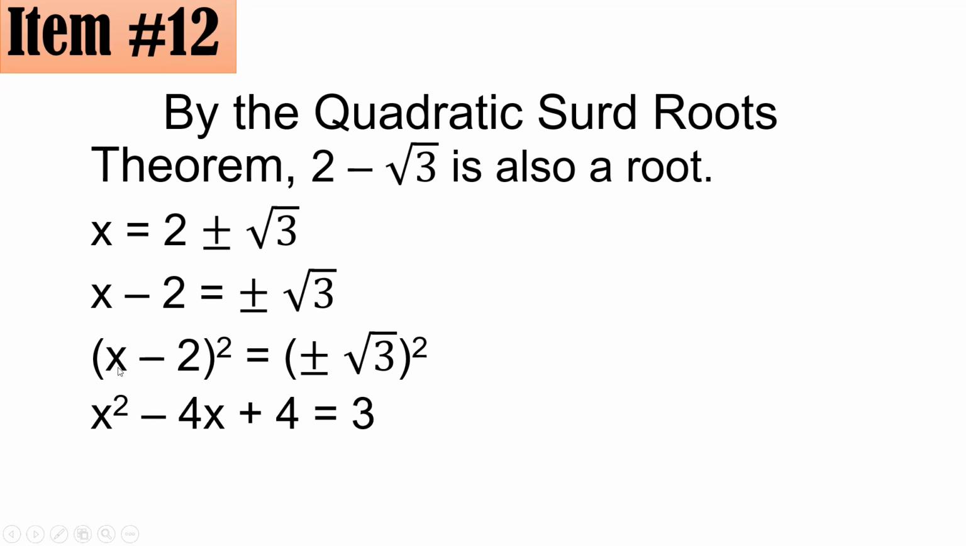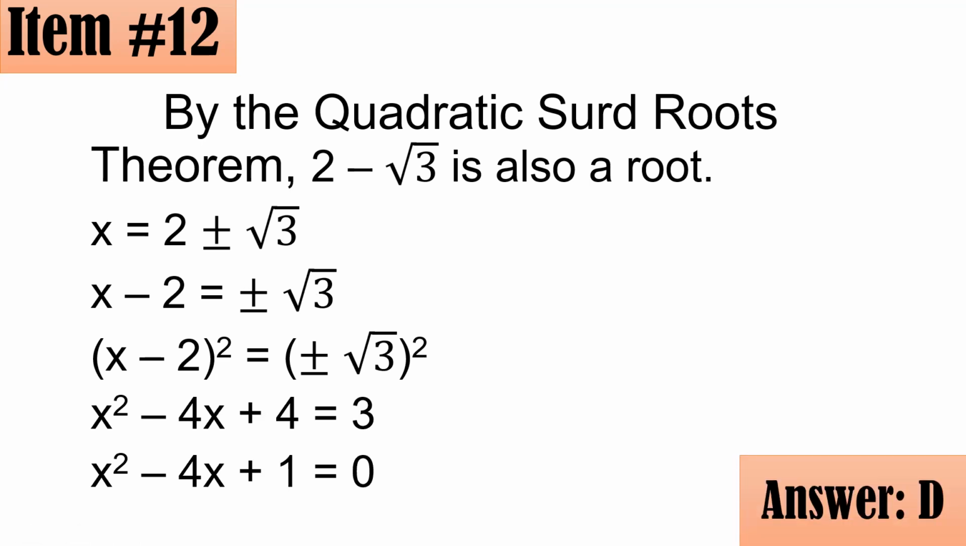And if you square this binomial, this will be x squared minus 4x plus 4 po. And since, based on the answers po natin, we wanted the right-hand side to be equal to 0, subtract both sides by 3. So ito po, magiging 4 minus 3 ito, so plus 1 na lang. Hence, the final answer here is x squared minus 4x plus 1 equals 0. Letter D. And there are many of you who got it right.